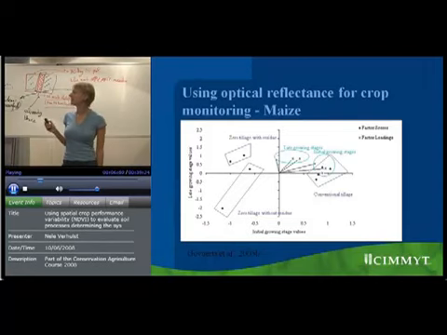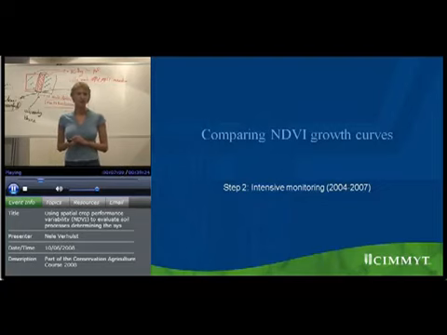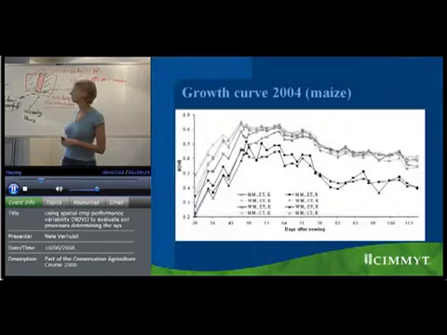Now, those were some interesting results. What we did in 2004, 5, and 6 was doing more intensive following up of crop development in time. We did 2 or 3 measurements a week with the sensor in almost all the treatments. So this is what we get for maize in 2004.